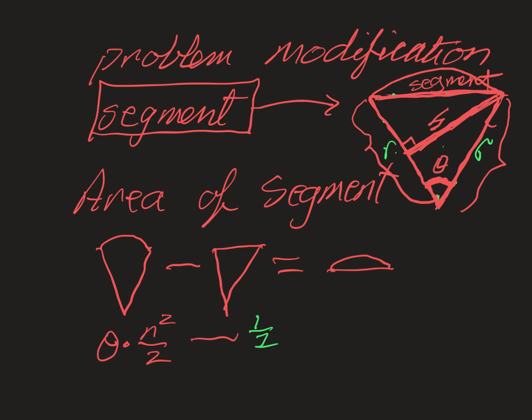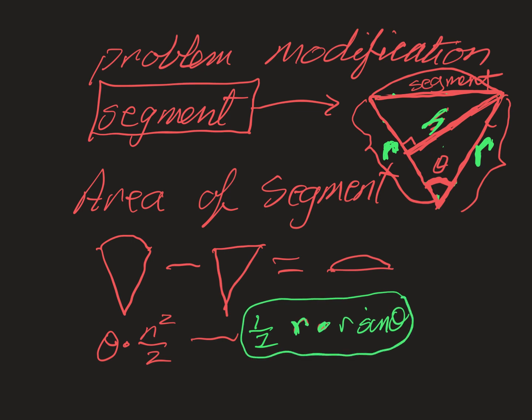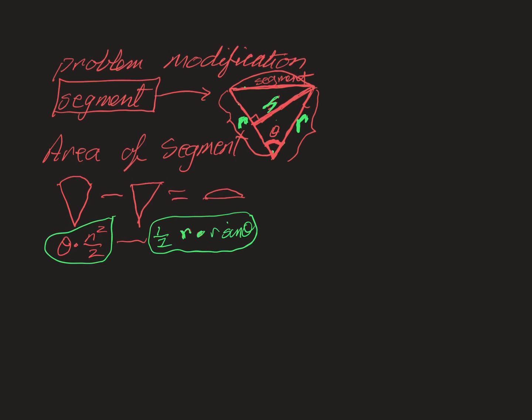And so if we take 1/2 base times height, our base is the radius times our height, which comes from the formula sine theta equals h over the radius. And so the radius times the sine of theta is equal to the height. And so this becomes the area of the triangle. So if you take the area of the sector minus the area of the triangle, you can find the area of the segment. So let's just do one quick problem of this.